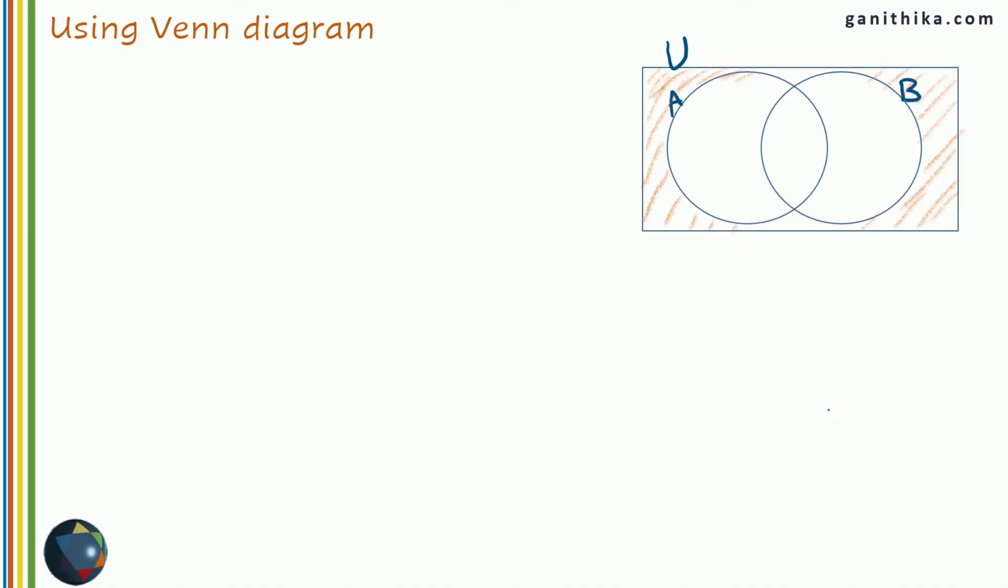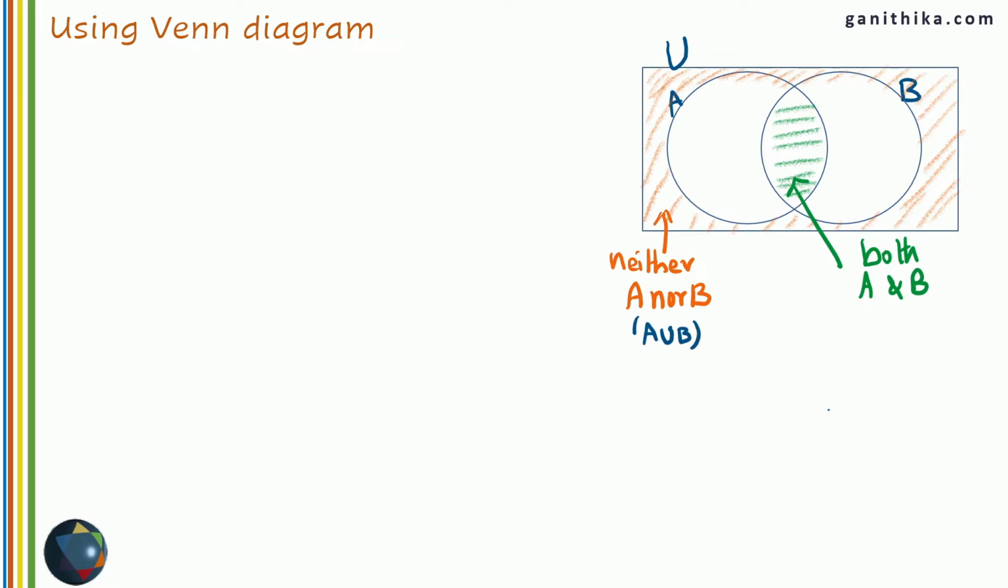You need to understand the shaded area here is neither A nor B, and the shaded area here is both A and B. These are the important things that you need to understand now. Representing neither A nor B will be A union B complement. Both A and B will be A intersection B in mathematical form. So these are the things that you need to know.